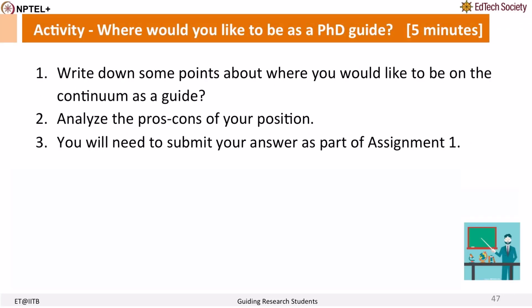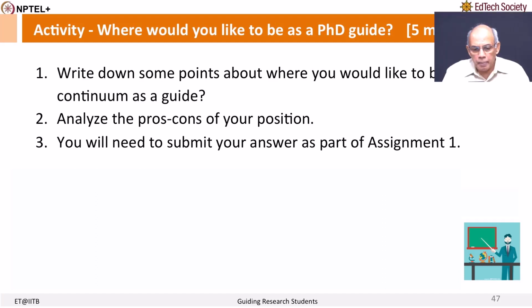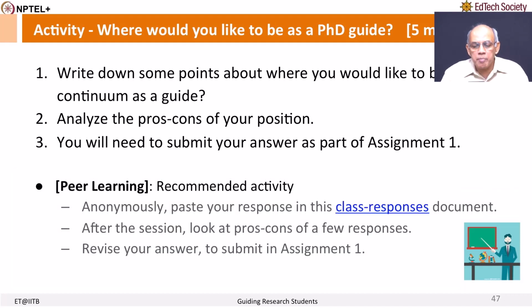This activity is, write down some points about where you would like to be on the continuum, and analyze the pros and cons of your position. This is the second question to which you will have to submit your answer as part of assignment 1. You can write it in your own document or on paper, or you can use the same link posted earlier for the class responses and write your responses in that, so that you can look at some other people's responses also. You can take 5 minutes for this activity.